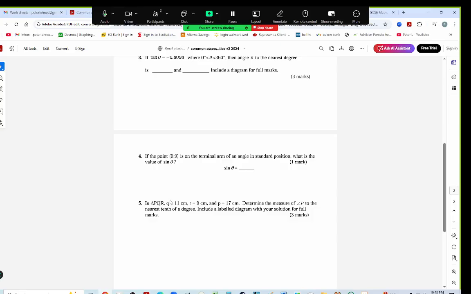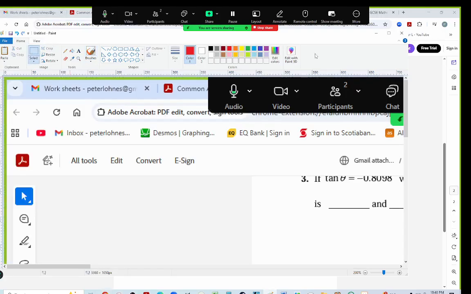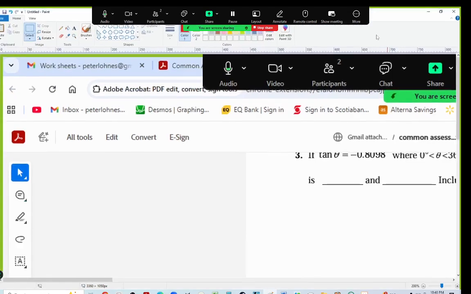Okay, so now we're jumping. I notice this review also has a mix of quadratics in it. This next one's worth 3 marks, so there should be a little bit more work in it. Here we go. Let's just do that.